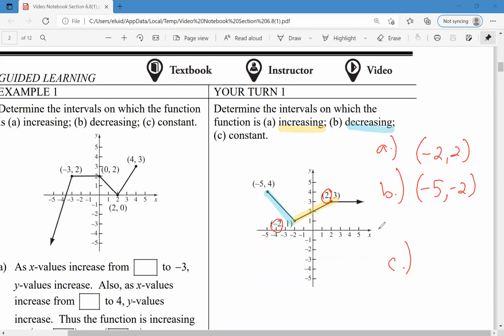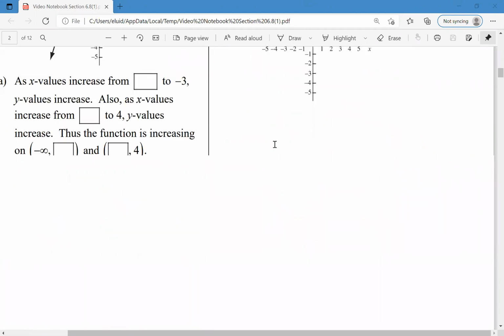And then finally for part C, constant. That's this flat piece here. Now here we do have an arrow, so we will be going off, looks like, to +infinity. And the x coordinate where that interval starts is 2. So we'll start with parentheses 2, infinity. Okay, so that graph just had 3 intervals, one of each. All righty. Let's keep going.